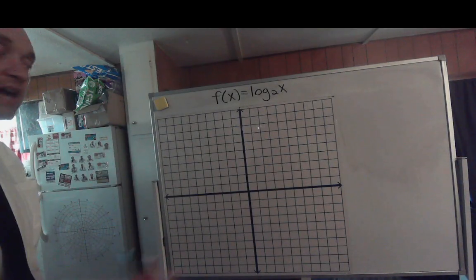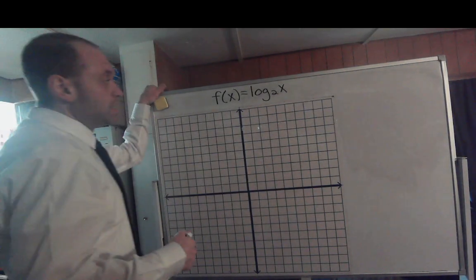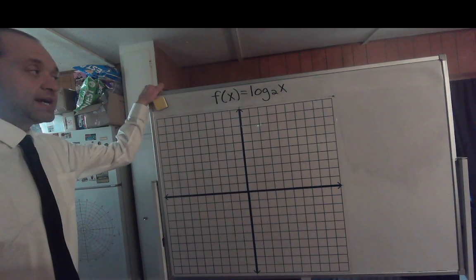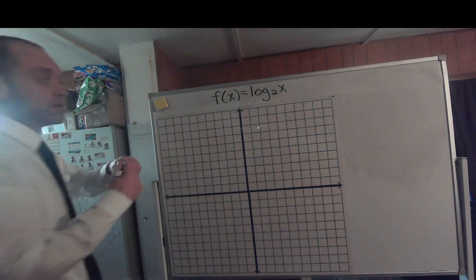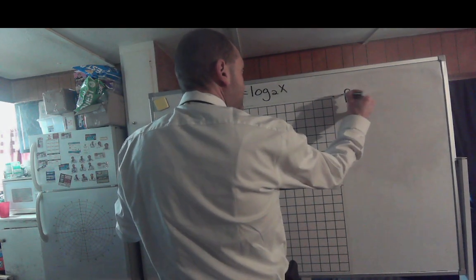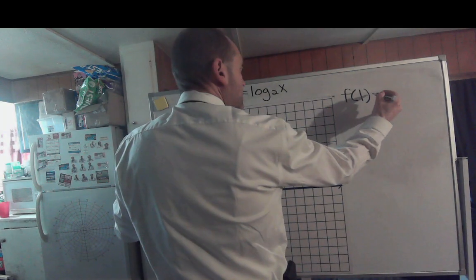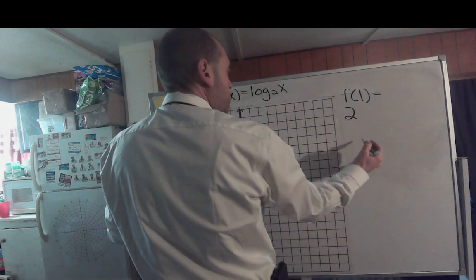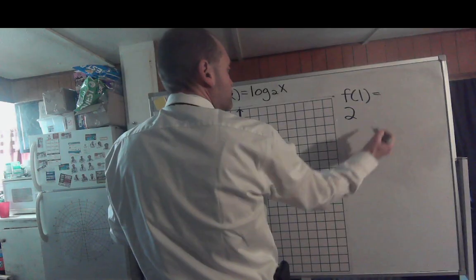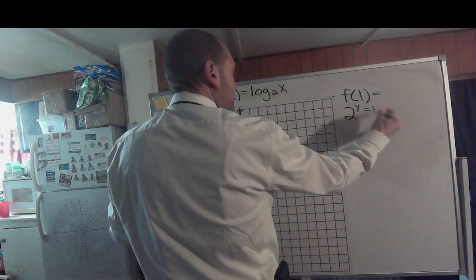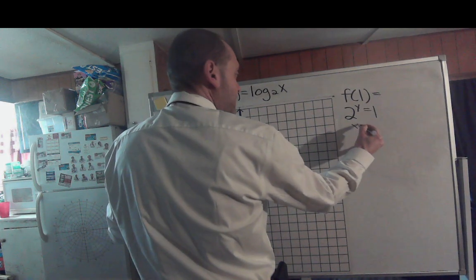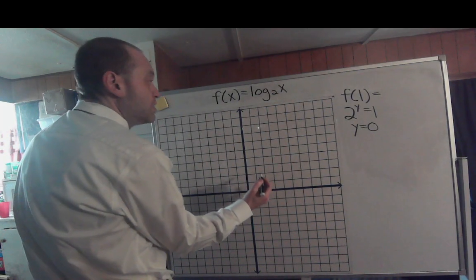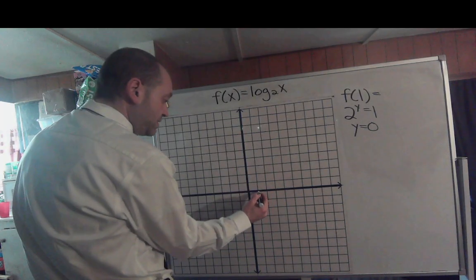Let's start out by graphing first. So let's say I pick 1 for x. If I put in f of 1, what is that? 2 to what power equals 1? 2 to the y equals 1. That means my y value would have to be 0, right? So I would get the point 1, 0.